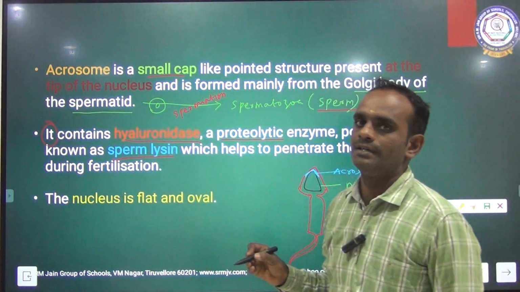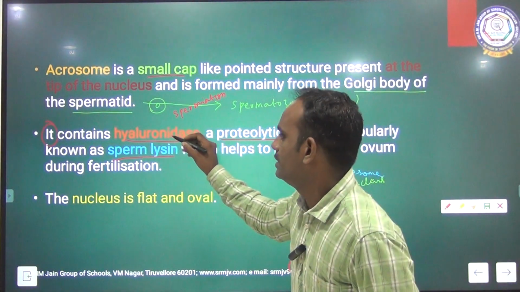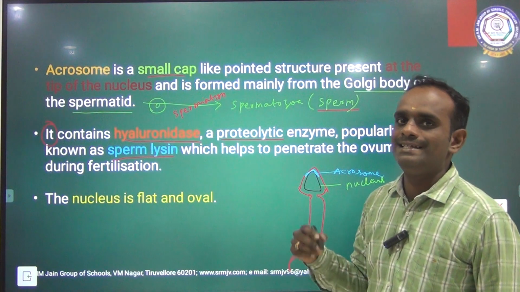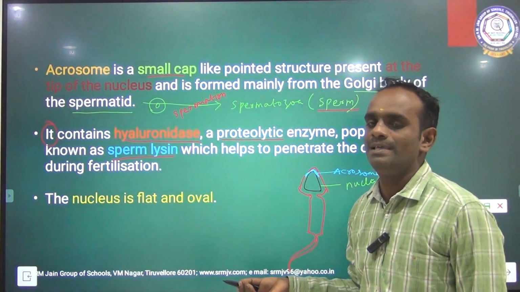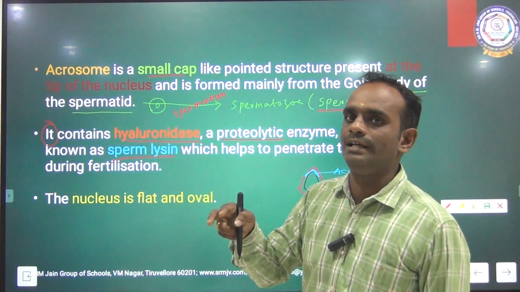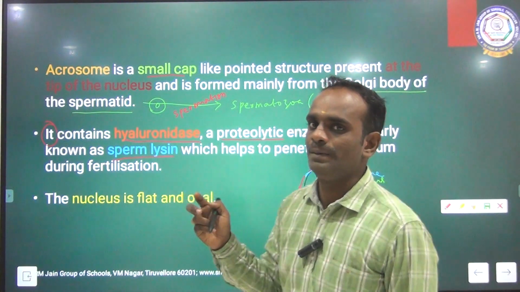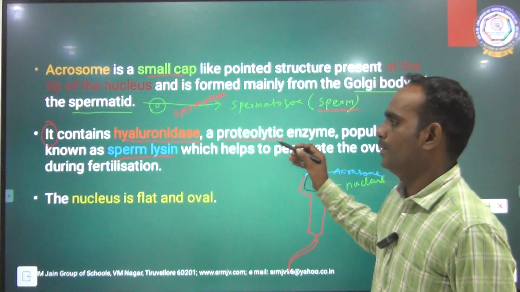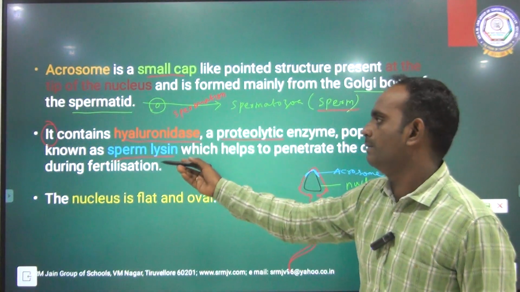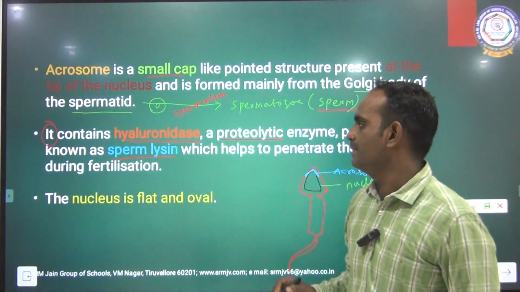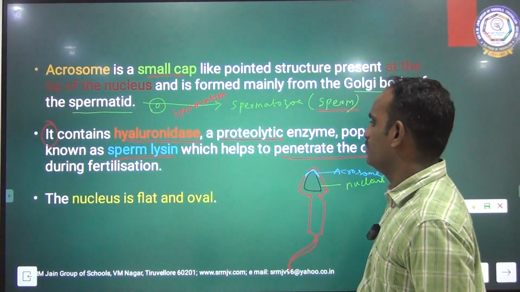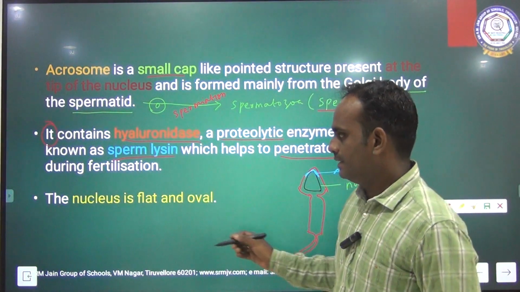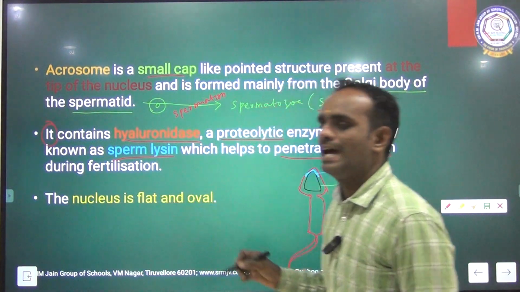This is one more question. The hyaluronidase, also called sperm lysine, is a proteolytic enzyme that has the ability to break proteins. It breaks the protein envelope, helping the sperm to penetrate the ovum during fertilization. Then the nucleus is flat and oval.